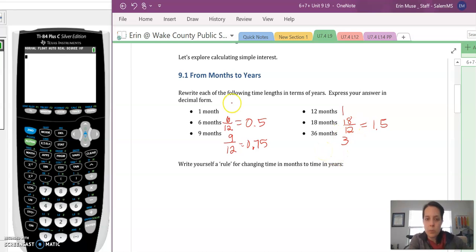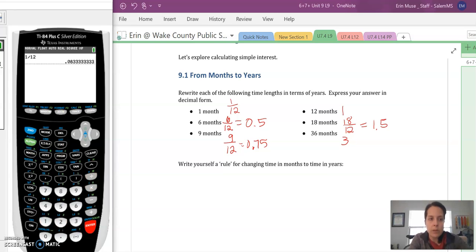For 1 month, whenever you put that in your calculator, 1 divided by 12, you'll see that you get a repeating decimal. So we'll actually write it in proper form with the repeater bar over the 3. That one's definitely not the prettiest.